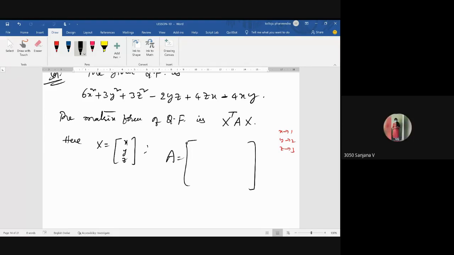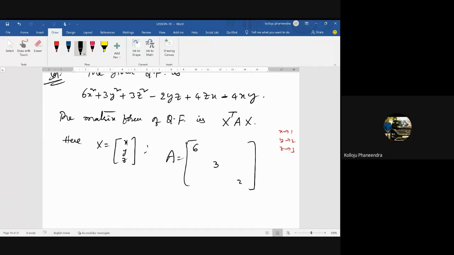Yes, sir. Now, what is the 1 1 position? 6. Answer, sir, 6. Good. What is the 2 2 position? 2 2 means the y into y square quotient. 3, sir. Next, what is the 3 3 position?